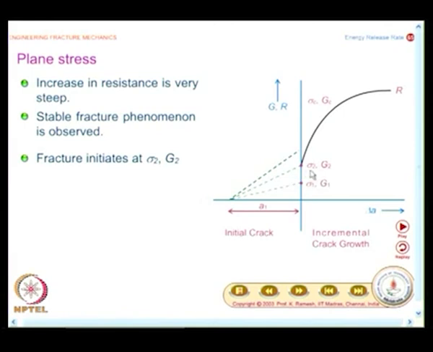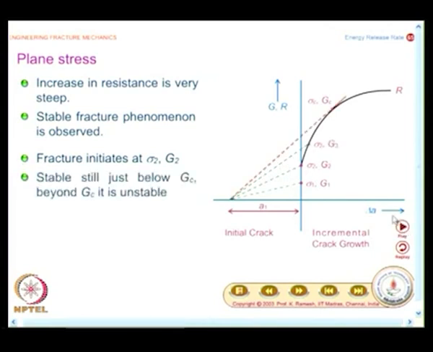You have the energy release rate equal to R here, that is fine. When I increase the stress, what happens? There again you find energy release rate equal to R. So, from this position to this position, if you look at the incremental crack growth, it is fracture, but the fracture is stable. That means, if I remove the load, the crack would have grown and stopped, it would not have progressed beyond that.